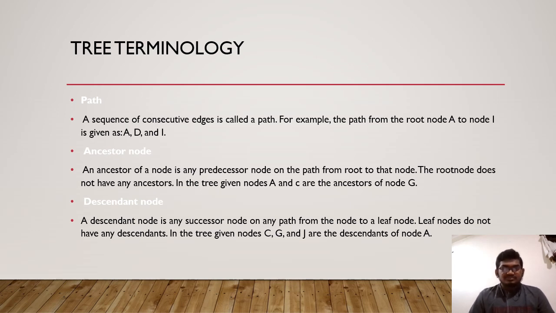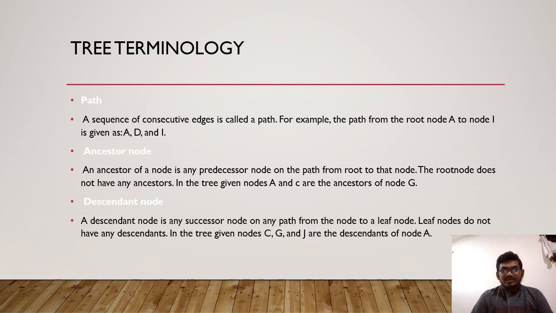Tree terminology. And there is path, ancestor node, descendant node. A sequence of consecutive edges is called a path. For example, in the above picture, the path from A to node I is given as A, D, and I. Ancestor node: an ancestor node of a node is any predecessor node on the path from the root to the node. The root node does not have any ancestors. In the given tree, nodes A and C are the ancestor nodes of G.